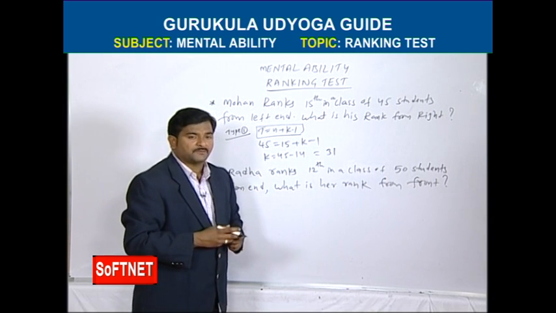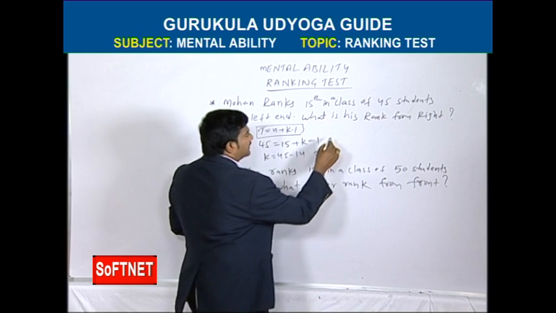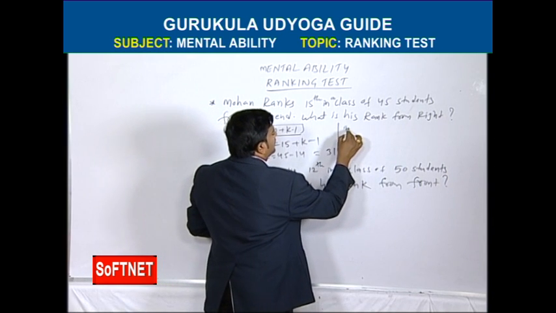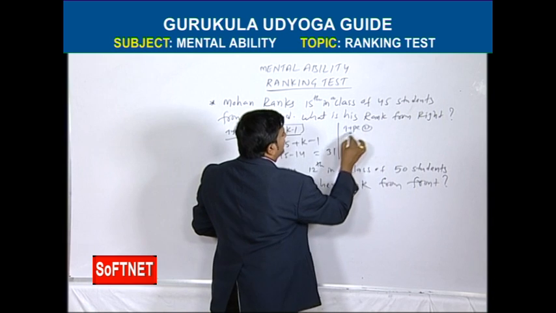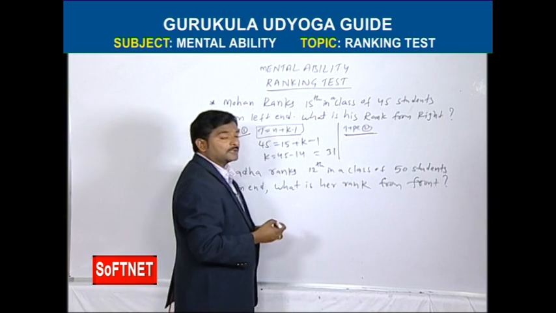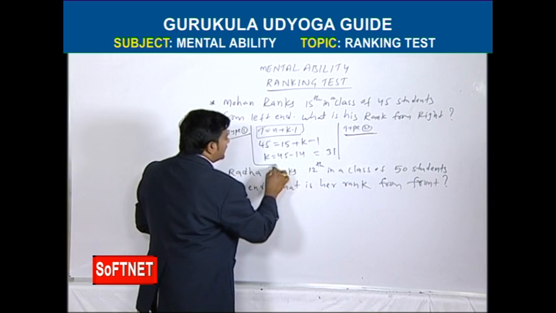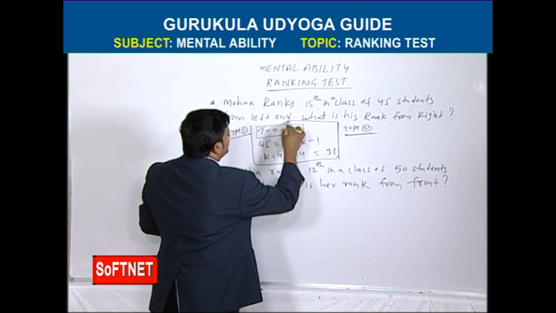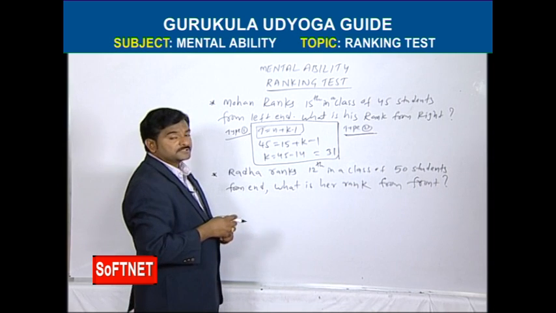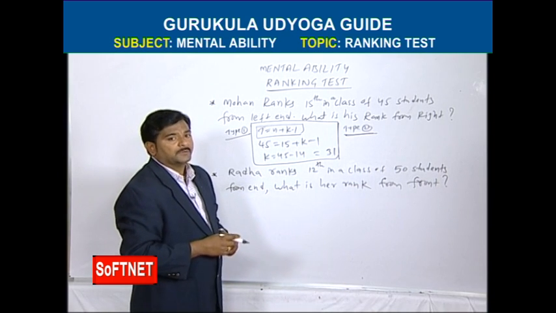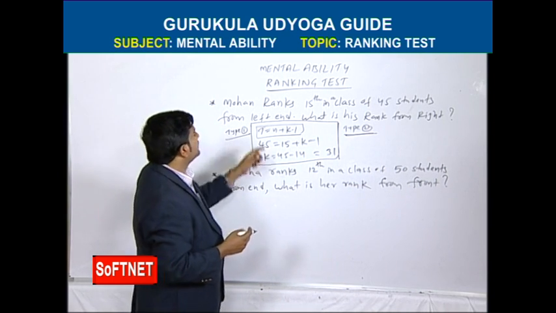Simply by using this formula I am getting this answer. Or else, without using any formula, in general also you can solve. So this is by using the type 1 concept. Now we will discuss without using any formula, T is equal to n plus k minus 1.